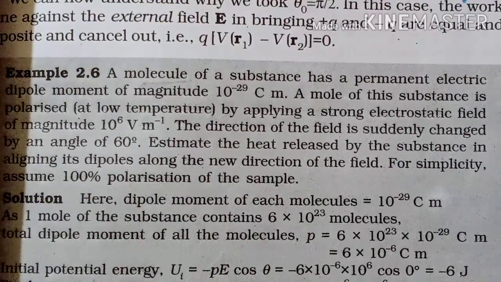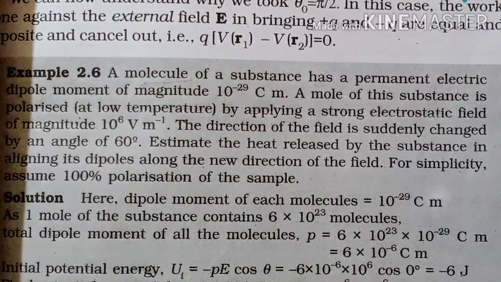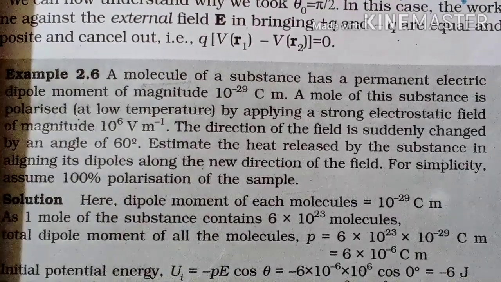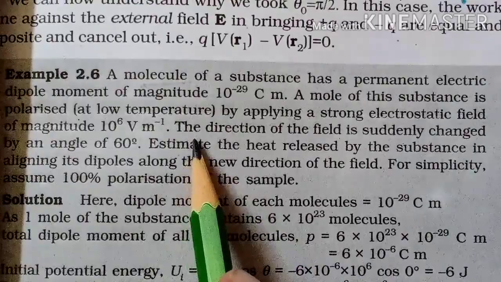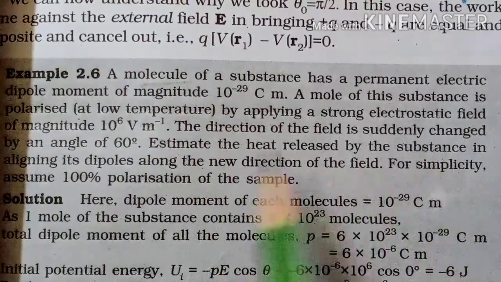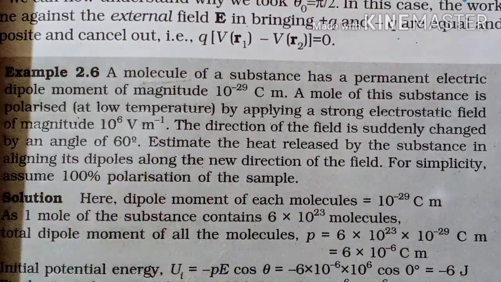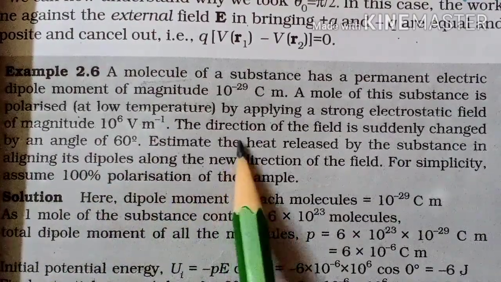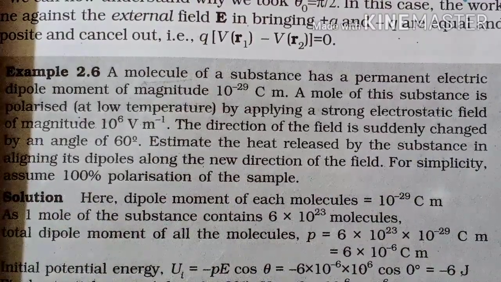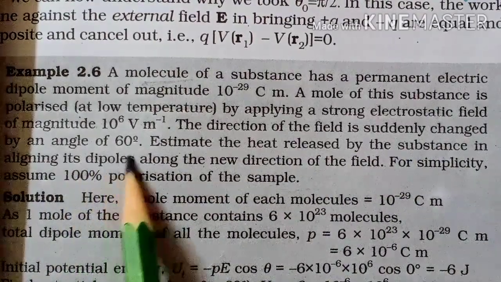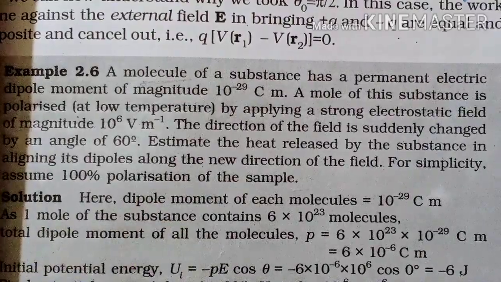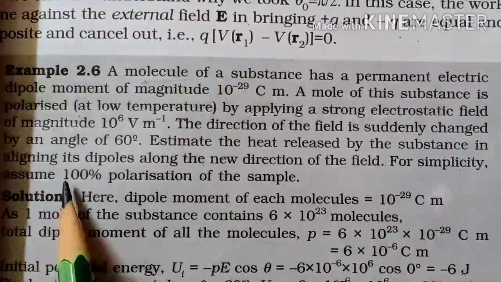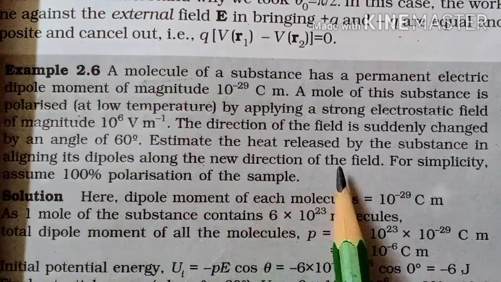Initially, when the dipole is aligned in the direction of the electric field, at that time we have to consider theta 1 as 0 degree. The direction of the field is suddenly changed by an angle of 60 degree. So theta 1 is 0, theta 2 is 60 degree. When the direction of the field is suddenly changed, the angle between dipole and electric field is 60 degree. So I am taking theta 2 as 60 degree. Estimate the heat released by the substance in aligning the dipoles along the new direction of the field.